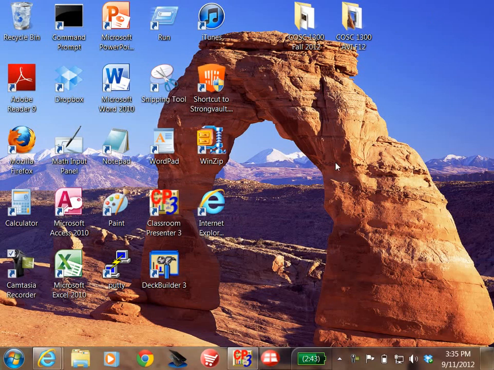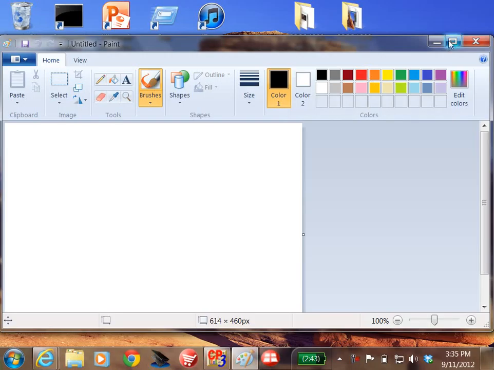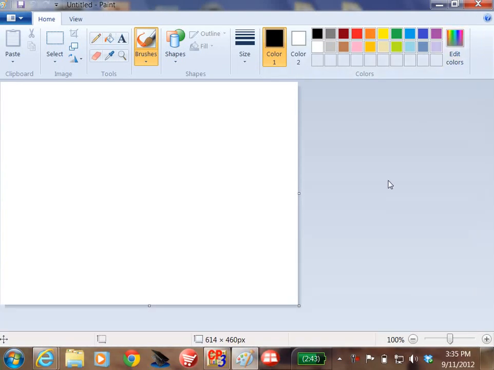Let's bring up the paint program. I hope I got the paint in there somewhere. There it is right there. You're all familiar with paint, aren't you? Well, here this says colors, okay. This says edit colors.